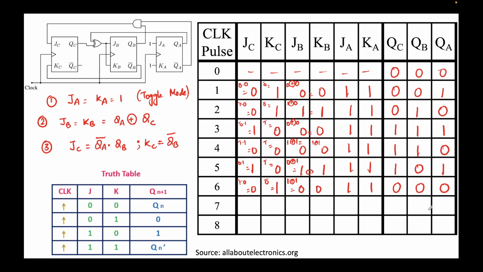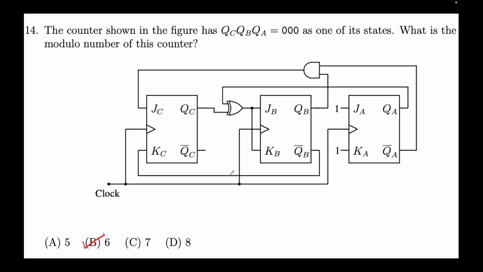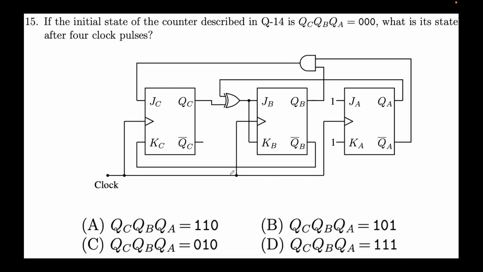We see that after 6 clock cycles we have reached the initial state of 0 0 0. Hence for this particular circuit we can see that this is a modulo 6 counter, because after 6 clock cycles we are reaching the initial state. So hence it's a modulo 6 counter. So that's problem number 14.